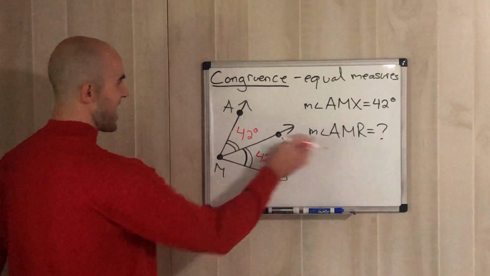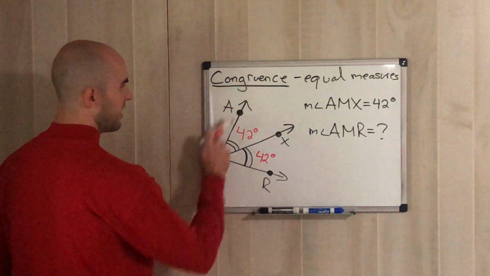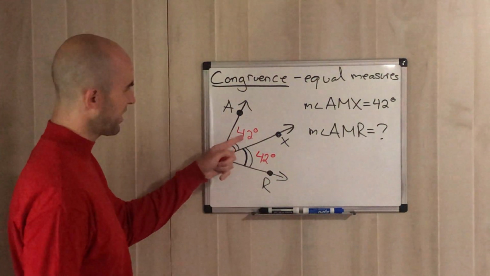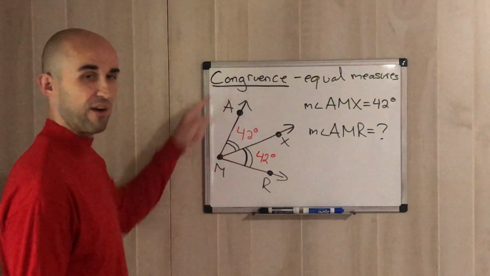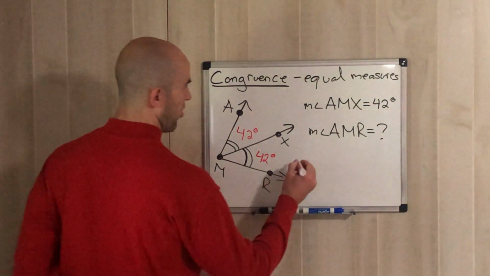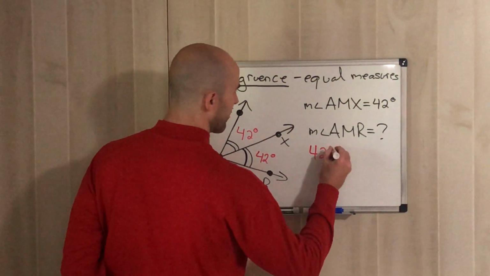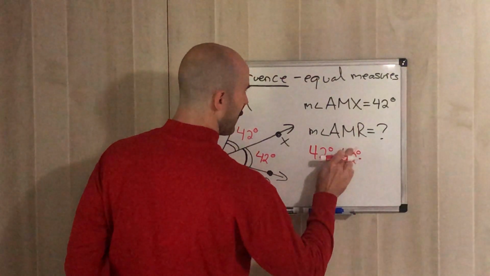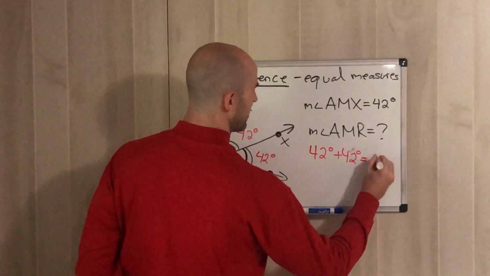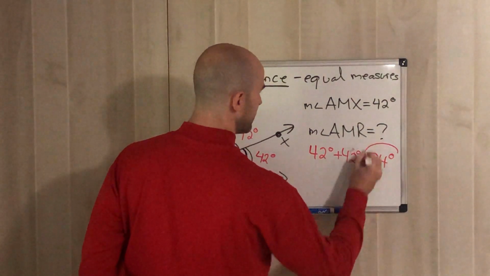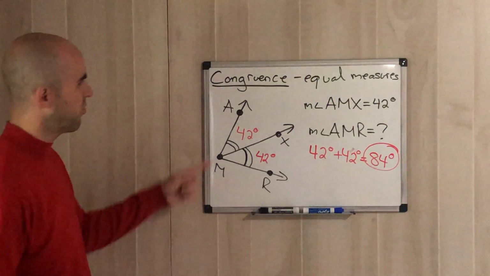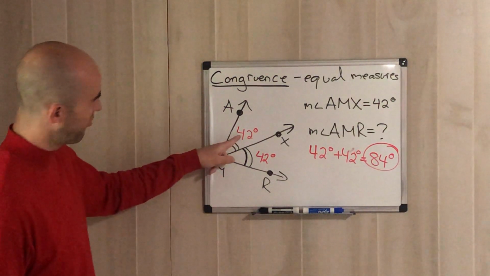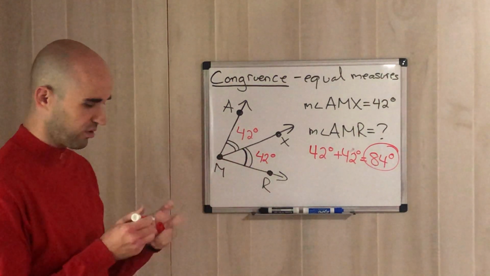If I want to find AMR, I want to find the whole thing, right? So now think, you know that this is 42, and we know that that's 42. Whenever we want to find the whole thing, you add. So all you would do is 42 degrees plus 42 degrees equals 84 degrees. And that's our answer. Whenever you're trying to find the whole thing, always add. And always realize congruent: if that's 42, that's got to be 42 because they're both the same.